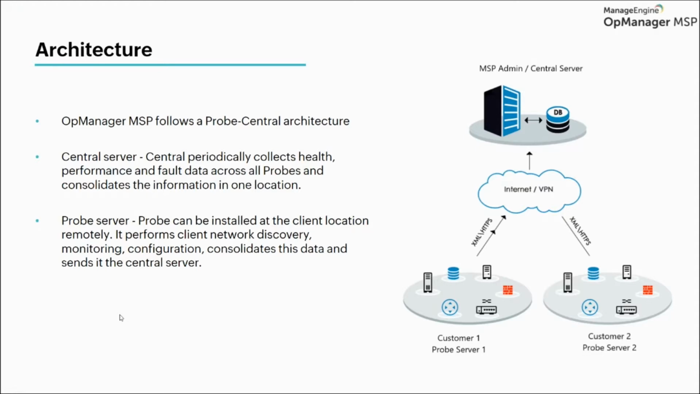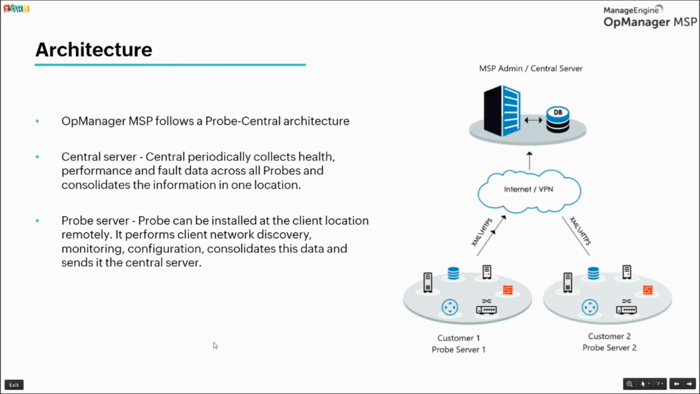These probes have to be installed in the client's location remotely, where we'll be performing the network discovery. We can monitor the devices, configurations, and console, and the probe is going to consolidate all the collected information from that environment and the monitored devices, and this data is going to be sent to the central, where we would see the consolidated data on a single console.